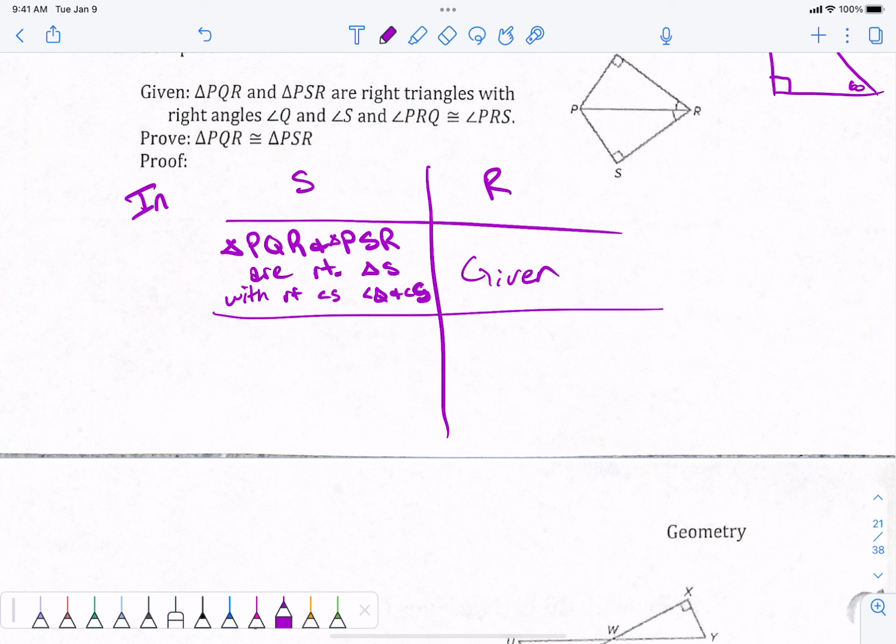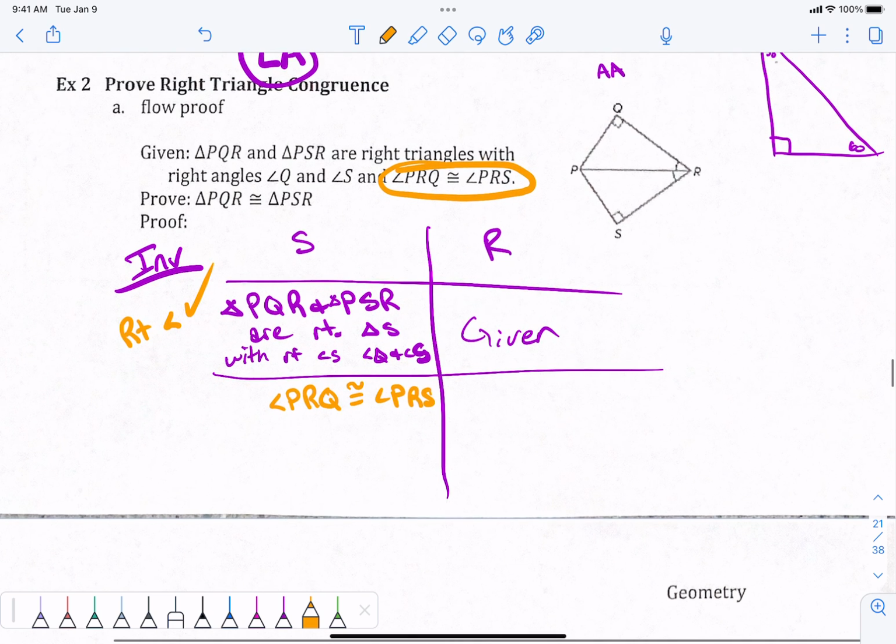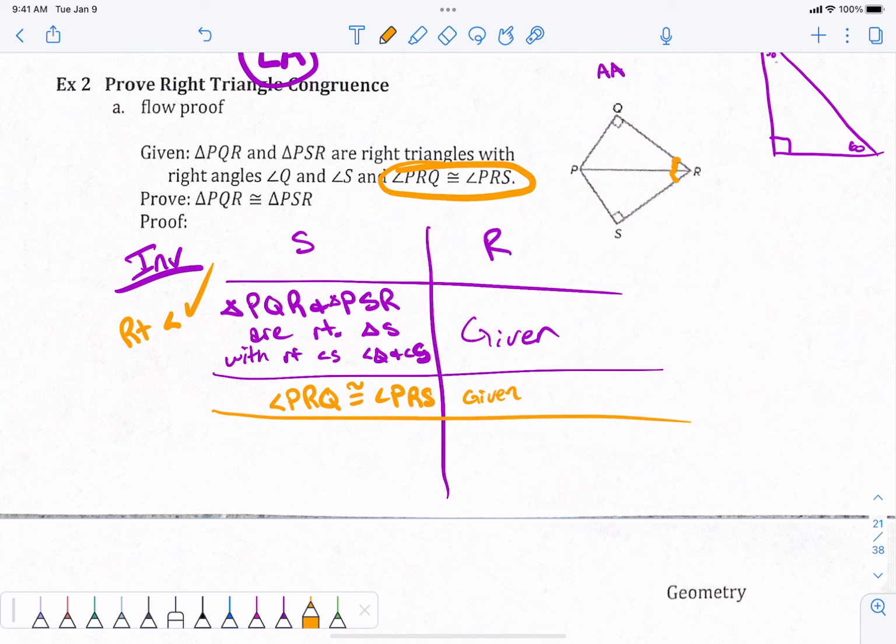So in our inventory, we're going to have a little bit different stuff. The first thing that we need to have in our inventory is a right angle. Check. We have checked off the right angle. Now we use the rest of our given stuff. So we haven't used this yet. Let's write that down. Angle PRQ is congruent to angle PRS. PRQ is this top angle he's marked, and that bottom angle is PRS. That is given to us. And what does that give to us for our inventory? Angle. It gives us an angle.